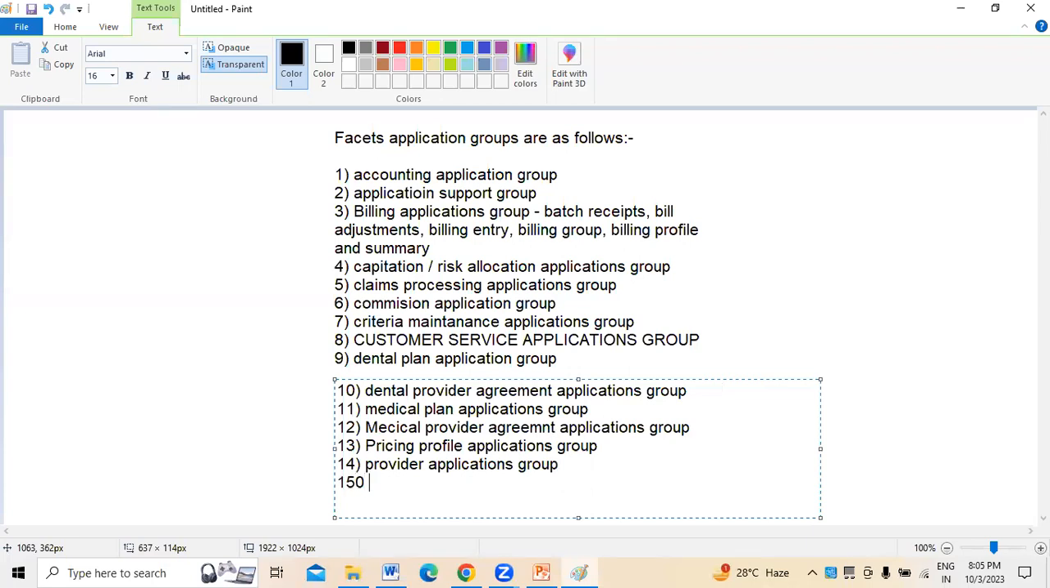Next important point. This is an important group in which most of our major work will be involved. One of the major works involved is the subscriber and member application group, because this is one major group which we have to update. And last but not least, this is relating to utilization management.